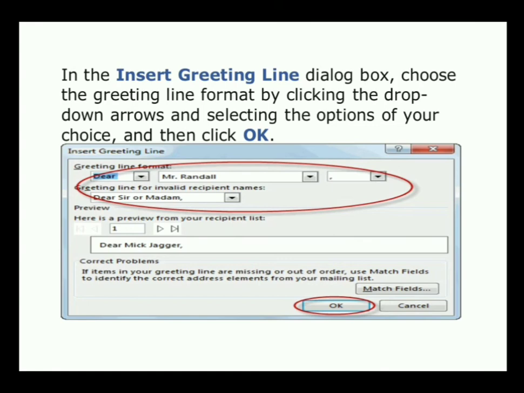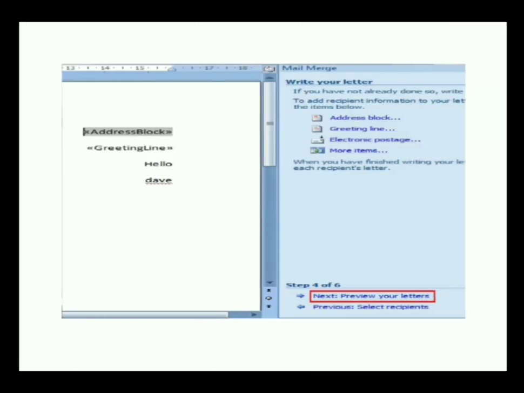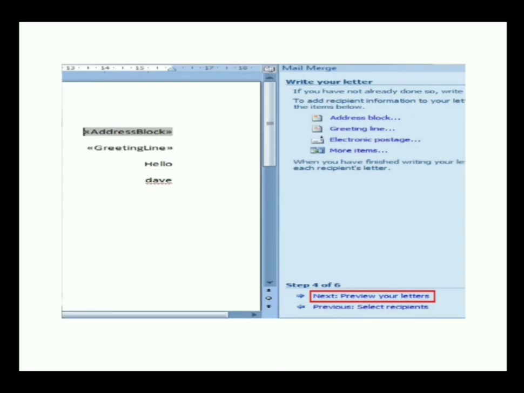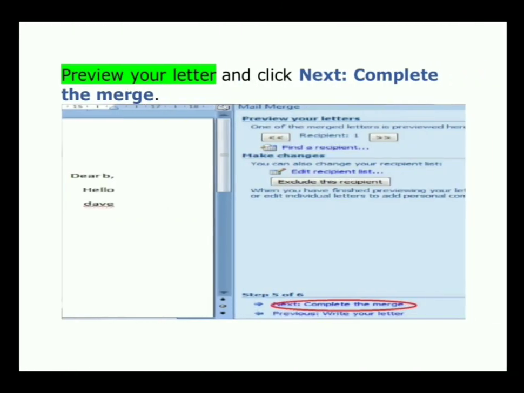Then click OK. After that the preview of the greetings will be like this. Here we have the address first in place of address, and after that the greeting line, then the name of the recipient and what you are going to address, like we have written here hello. Then click next, preview your letters. Your letters will be seen here. After that click next and complete the mail merge. Finally click on complete mail merge, then your mail merge will be completed.